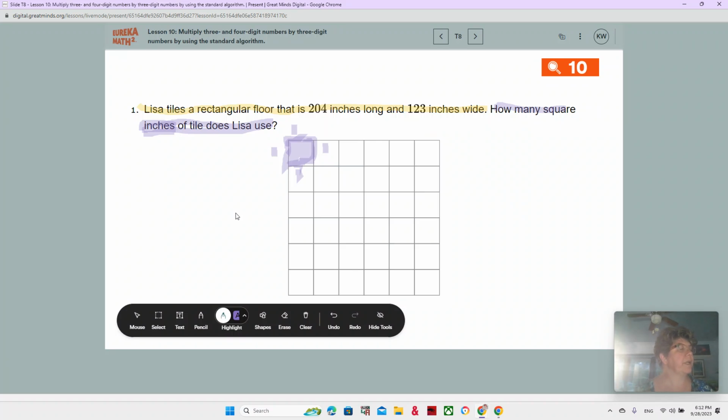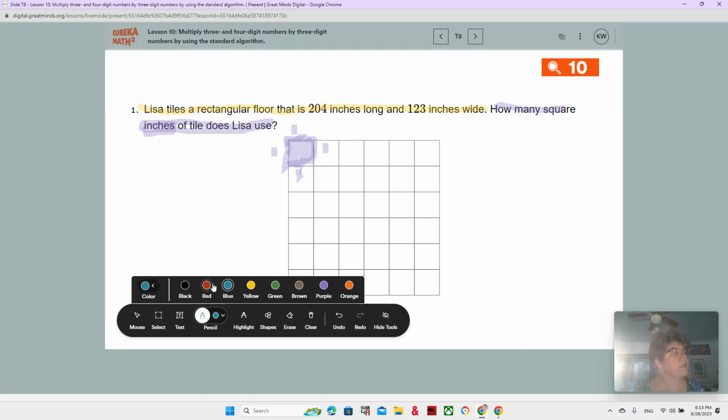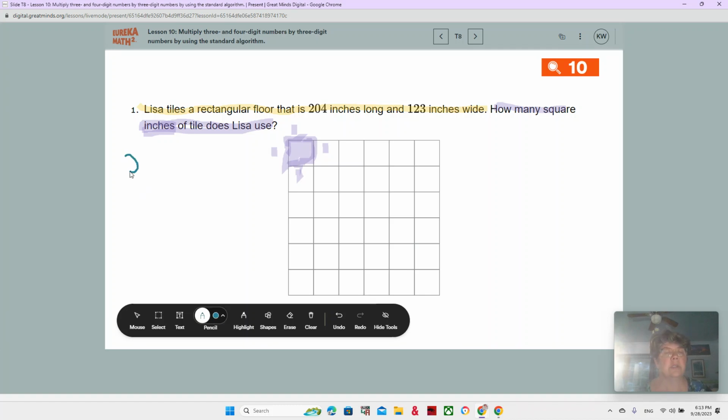What is an expression that we can use to help us find the number of square inches of tile? So 204 times 123, right? Length times width equals area. Very good.